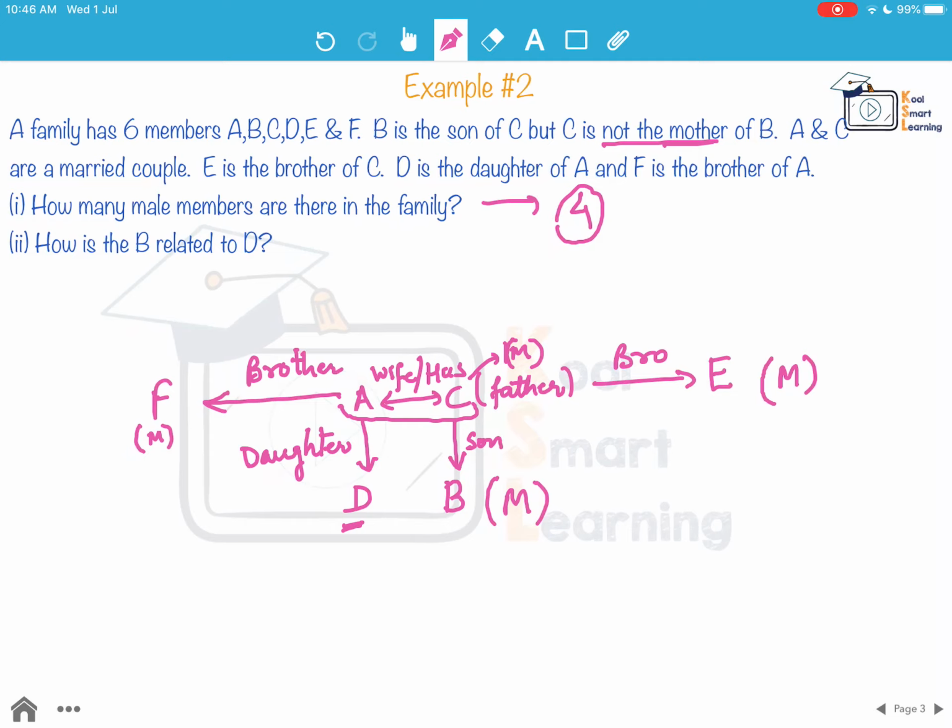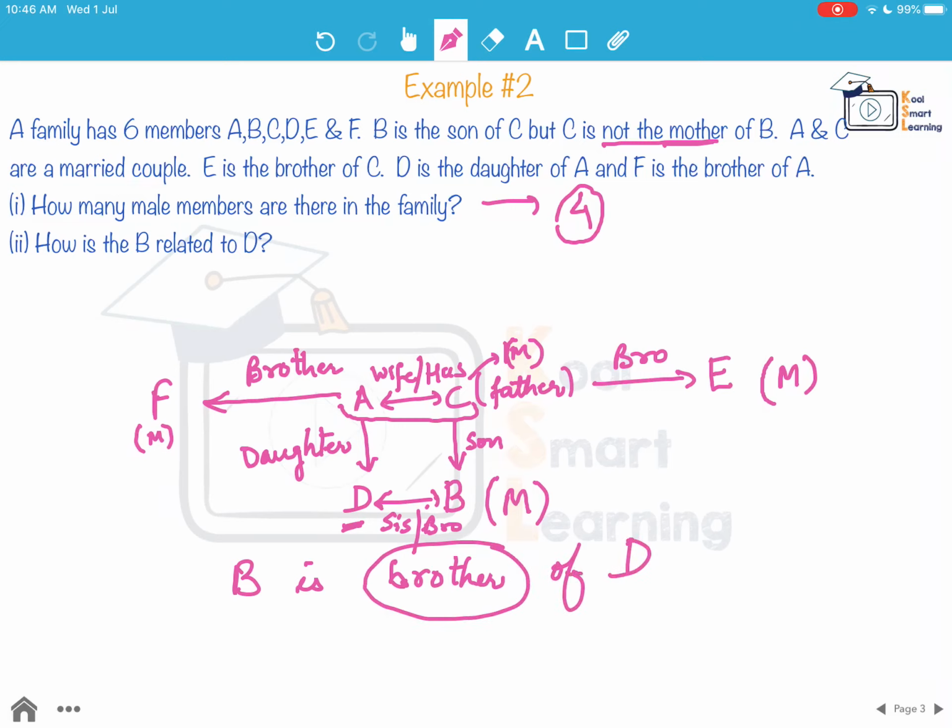How is B related to D? How are they related? B is the brother of D, right? So B is the brother of D. So this is the answer to this question.